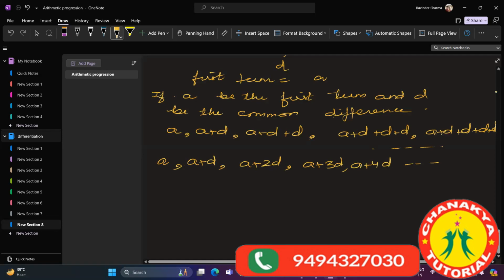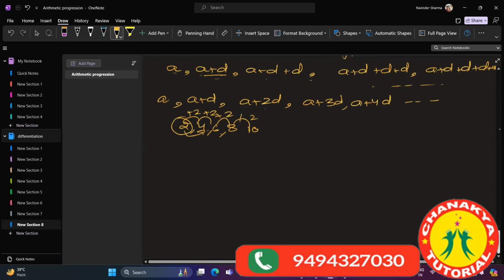As you see, this was the example: 2, 4, 6, 8. So 2 is the common difference. When you add the common difference to the preceding term, you get the next succeeding term: 2 plus 2 is 4, 4 plus 2 is 6. Here d is the common difference. So you add d to the first term, you get the second term. Then again d to the second term, you get the third. Okay, children? Got it?